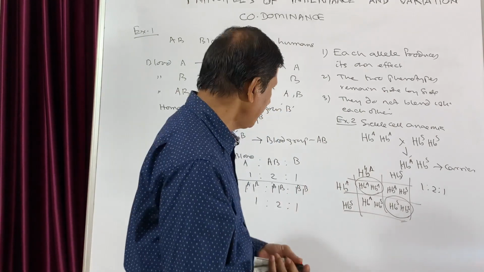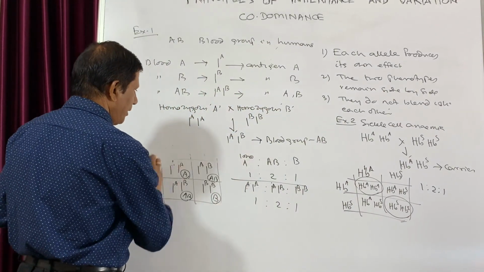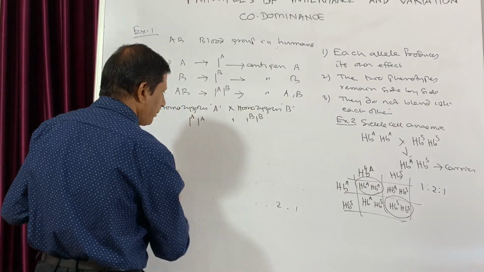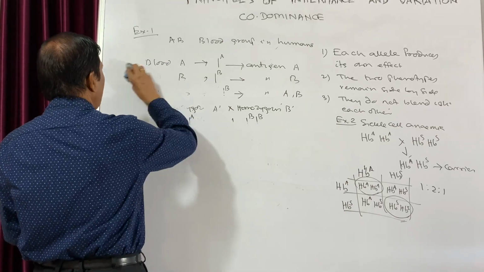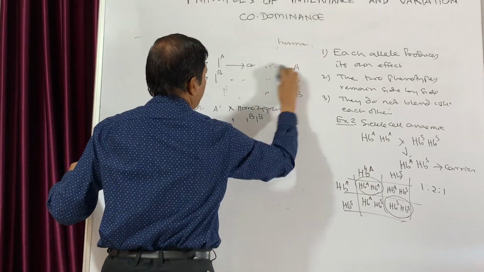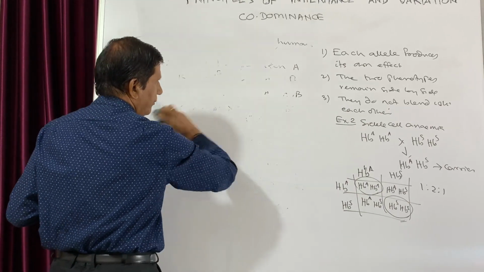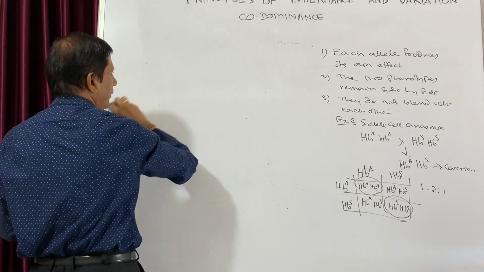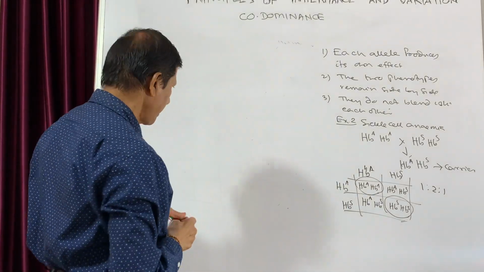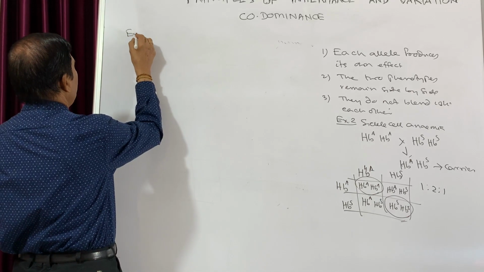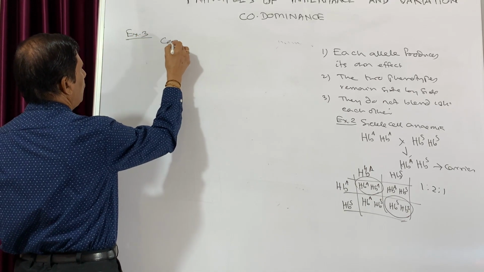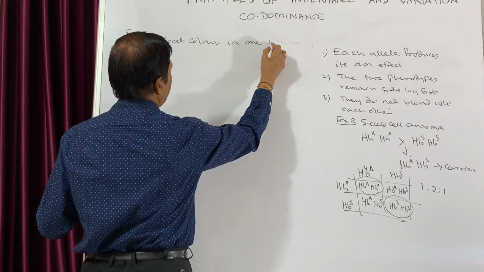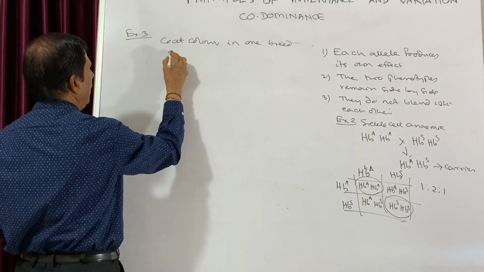Now let us give one third example, from that of animals. In one breed of cattle, we will find one interesting example, that is the coat color in one breed of cattle. So example number 3, coat color in one breed of cattle.